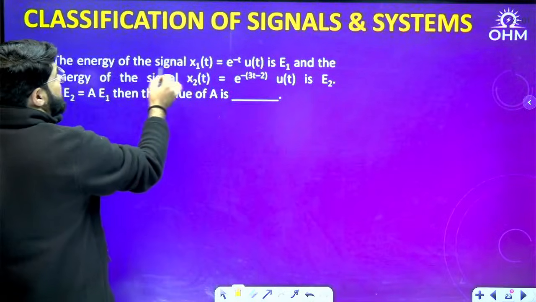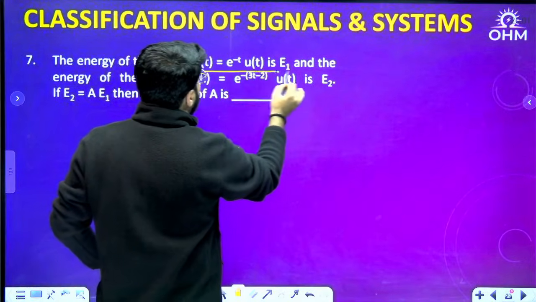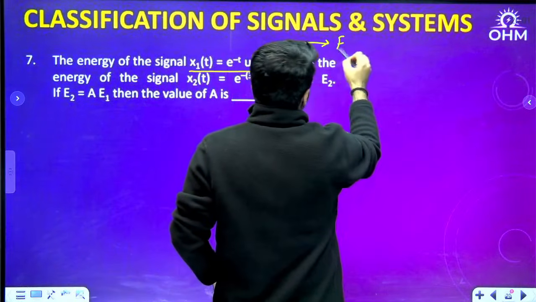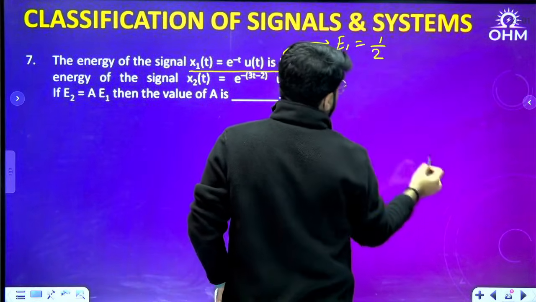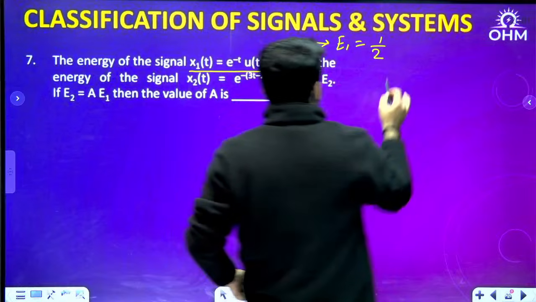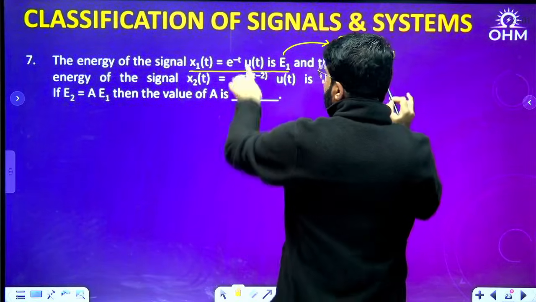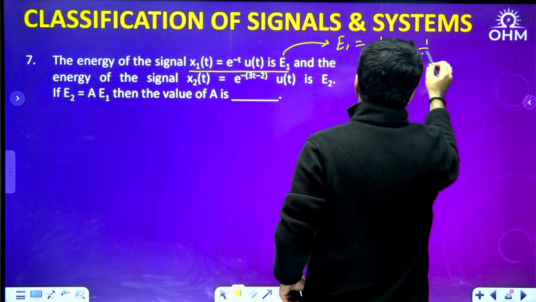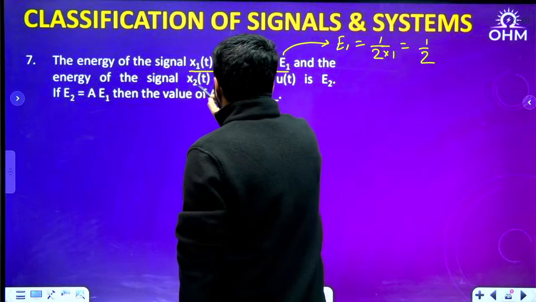Okay, the energy of the signal x1 = e^(-at)u(t) is E1. What should be the E1? The formula is 1 by 2a. For e^(-at)u(t), we discussed the formula is 1 by 2a. The a for this question is 1, so this is 1 by 2. Now what about this one?